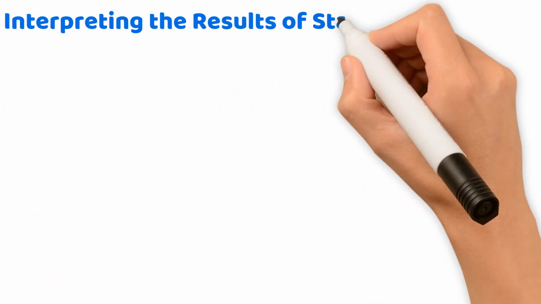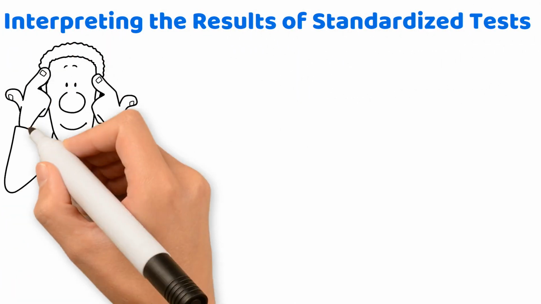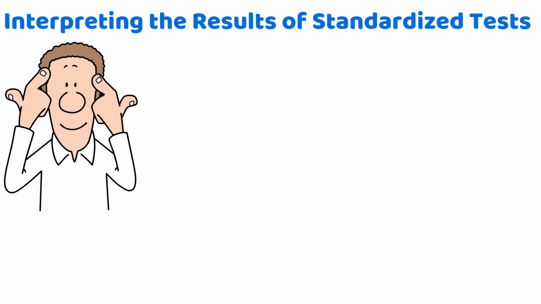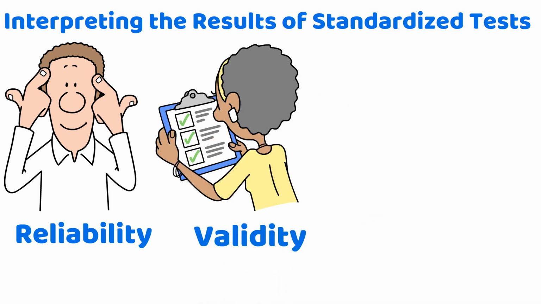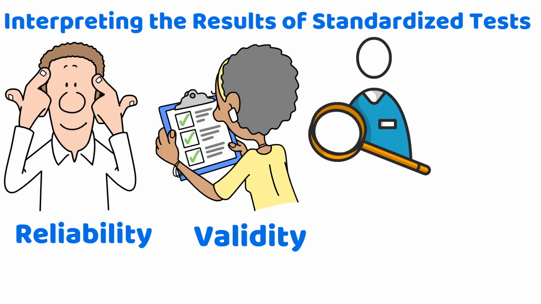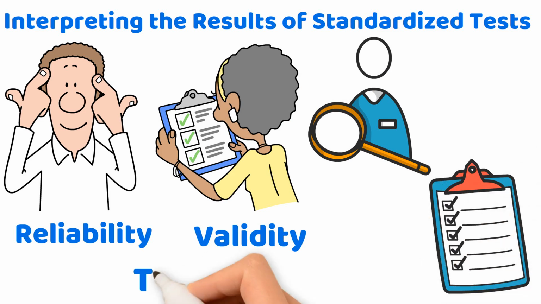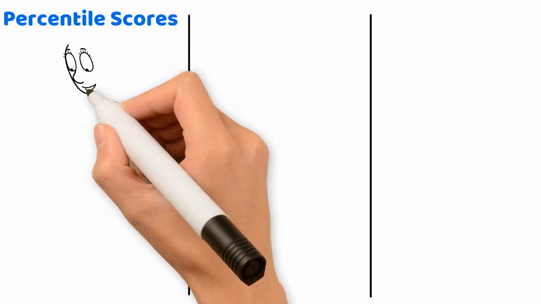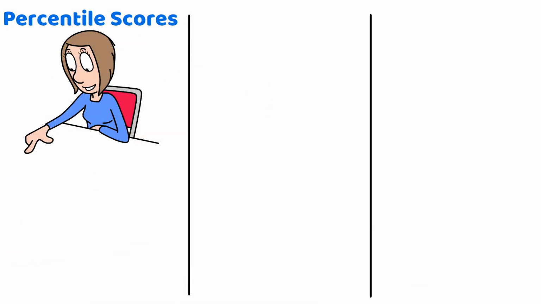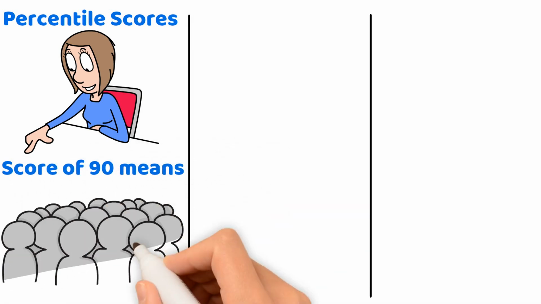Interpreting the results of standardized tests. Understanding the reliability and validity of tests is crucial. Reliability refers to the consistency of the test results, and validity concerns whether the test accurately measures what it's intended to assess. Standardized exams can have different types of scores. Percentile scores show how a student's performance compares to peers. For instance, a percentile score of 90 means the student performed better than 90% of their peers.